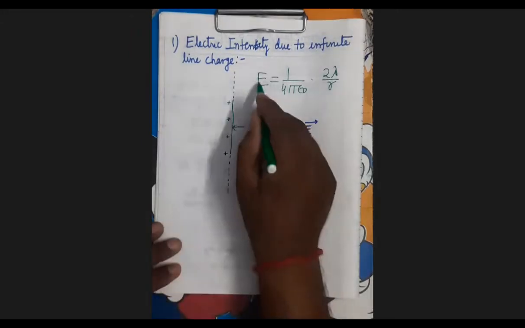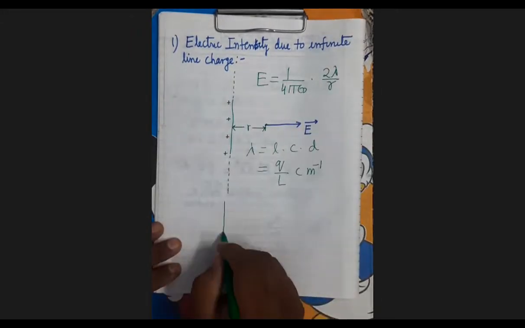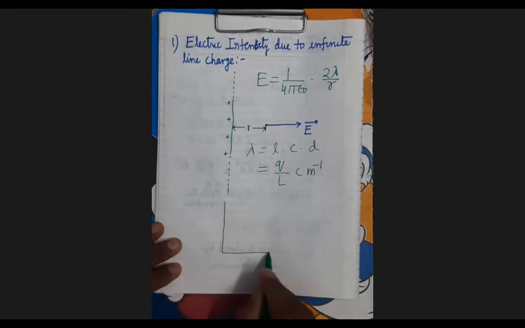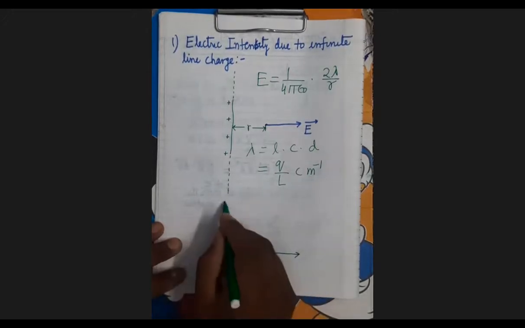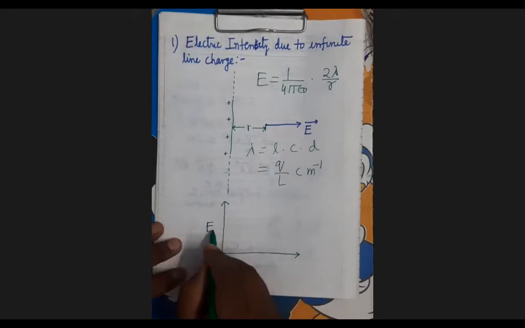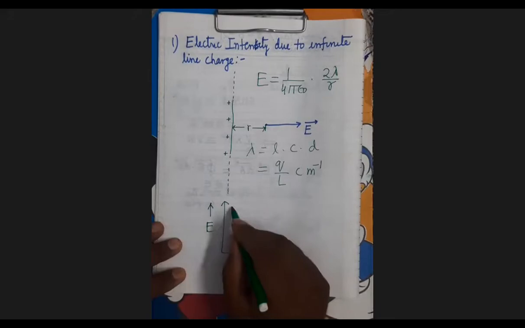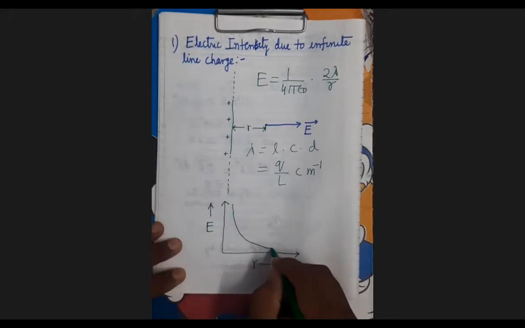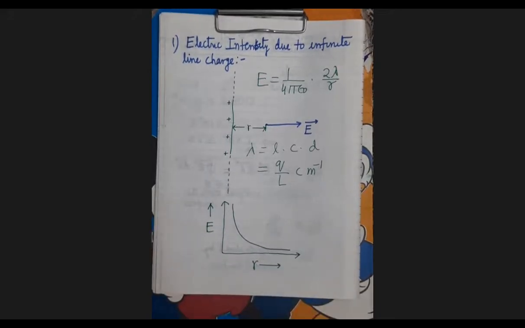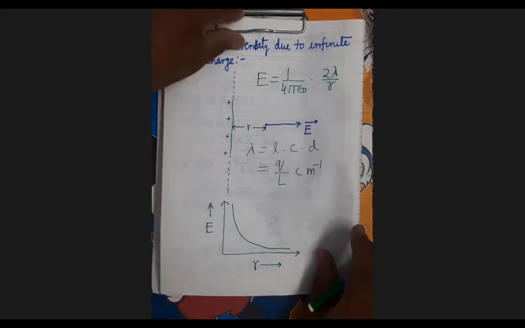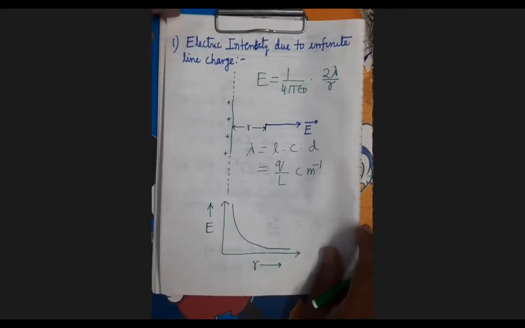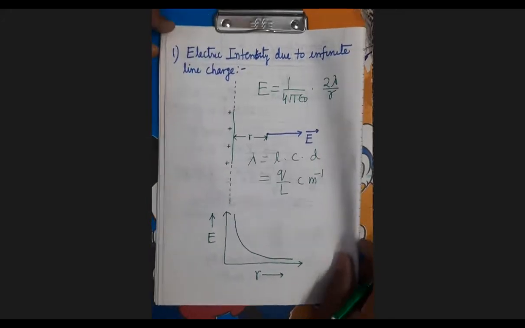Here, if we draw the graph of E versus r, the graph will be like this, with E on this axis and r on this axis. This will be the E versus r graph. So this is the electric intensity due to an infinite line charge.